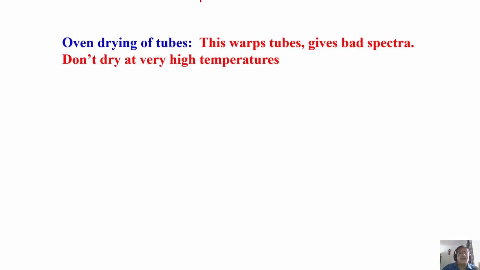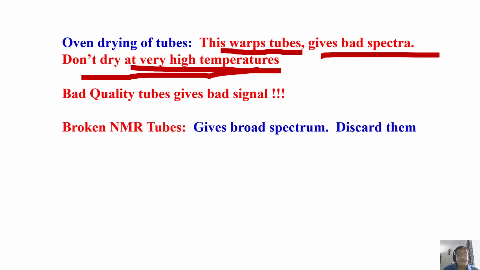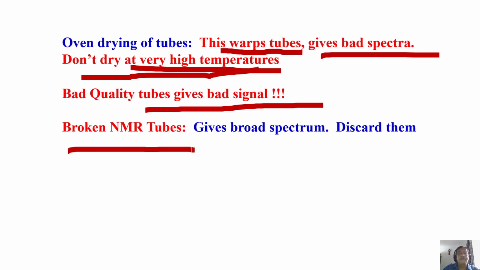And after doing the sample, when you clean the tube, don't do this at a very high temperature. Don't use a microwave oven and then dry the tube at very high temperature. Sometimes this will warp the tubes. When the tubes are warped, it gives bad spectra. So bad quality NMR tubes give bad quality signal. So you don't use broken NMR tubes.